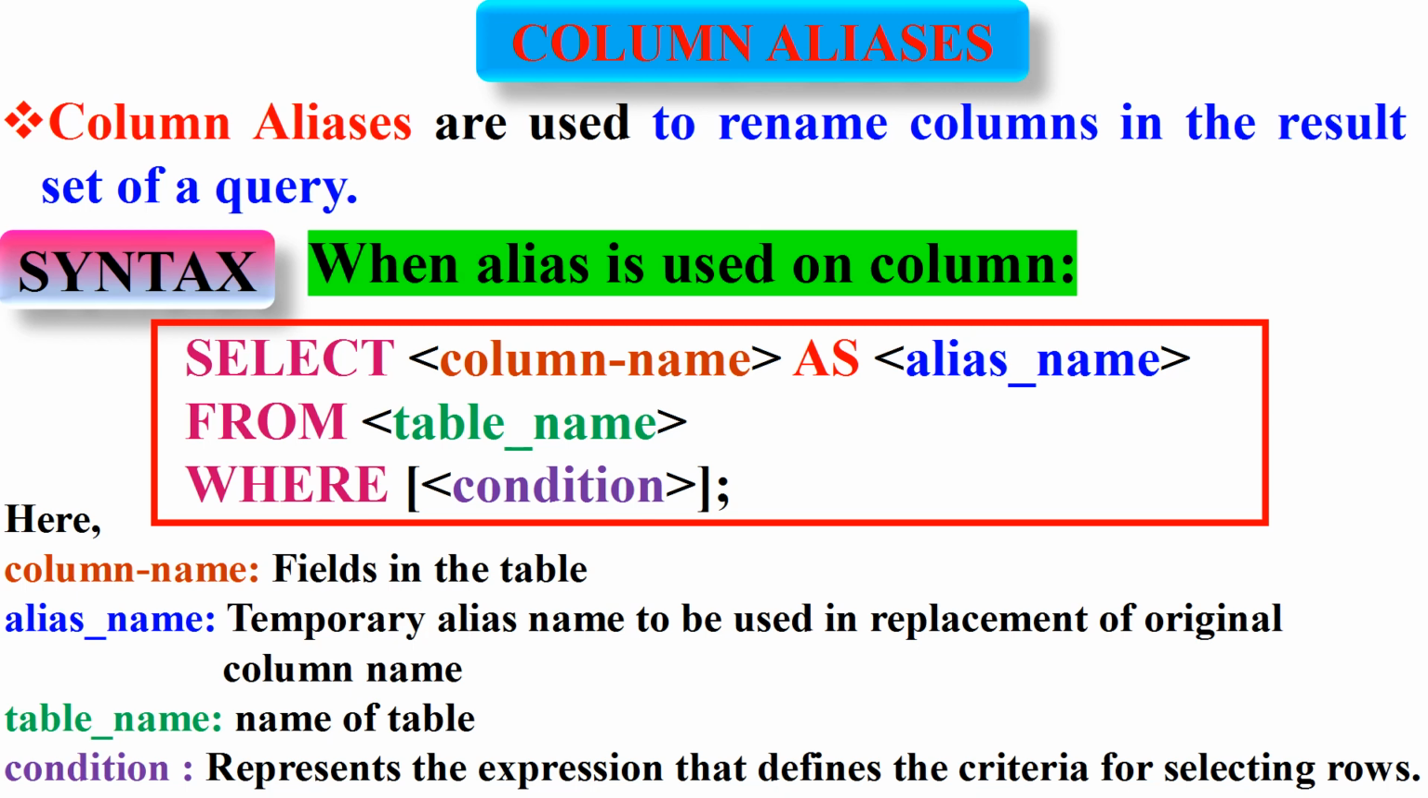The syntax is: SELECT column_name AS alias_name FROM table_name WHERE condition; Here, column_name is the field in the table. alias_name is the temporary alias name to be used in replacement of the original column name. table_name is the name of the table, and condition represents the expression that defines the criteria for selecting rows.